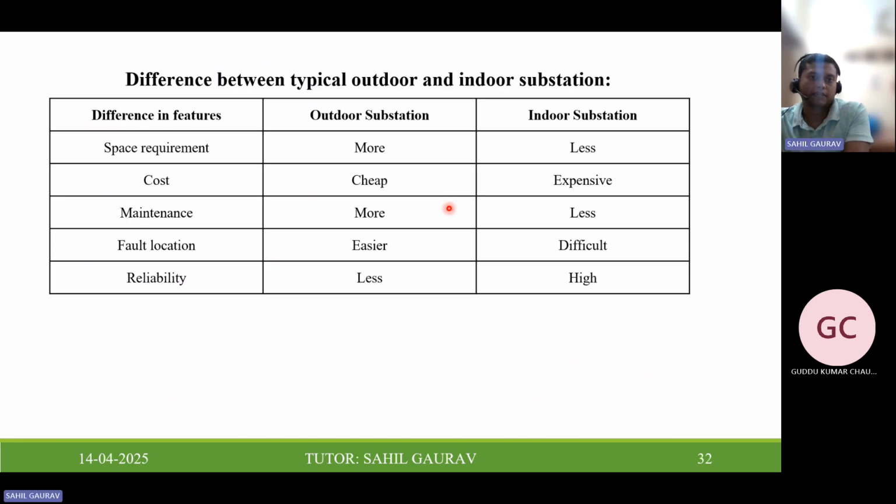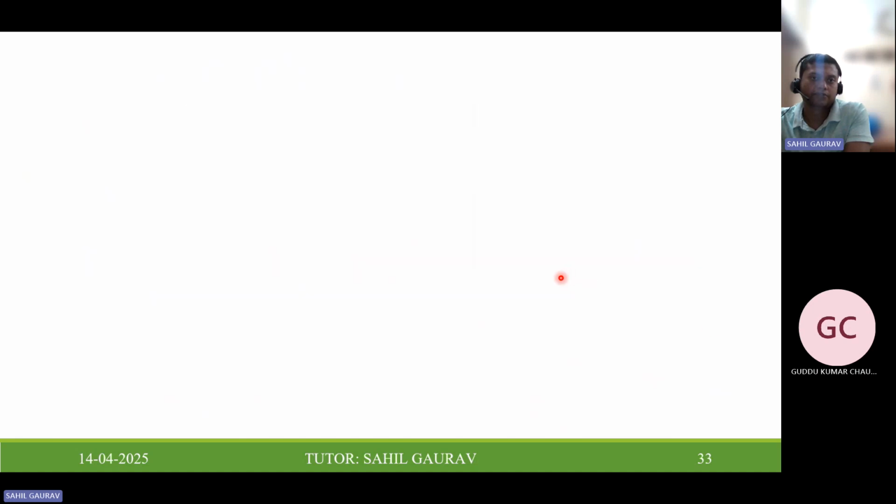Now you can see the difference between outdoor substation and indoor substation. Outdoor substation requires more space, while indoor substation requires less space. Cost of outdoor is cheaper than indoor. Maintenance is more for outdoor because it is more prone to faults. Fault location is easier because everything is easily visible in outdoor, while it is difficult in indoor. Reliability is lesser in outdoor, while it is higher in indoor.